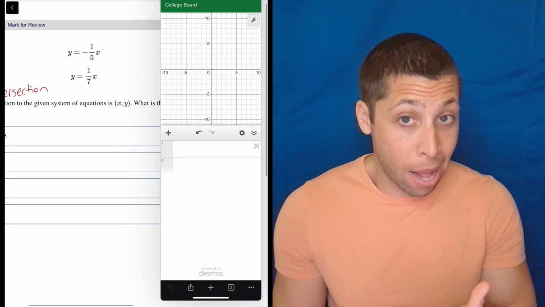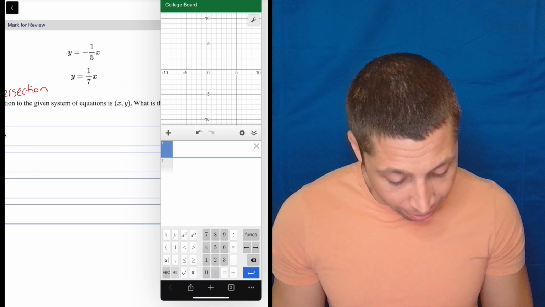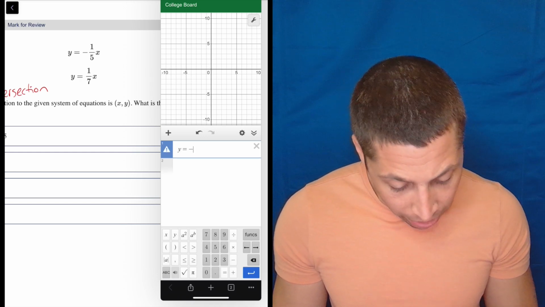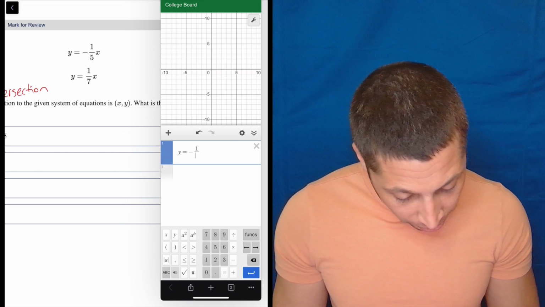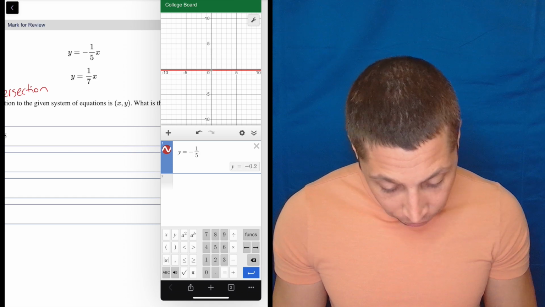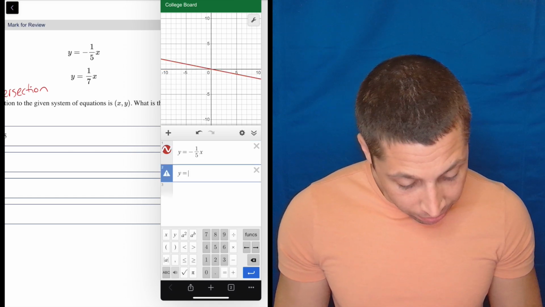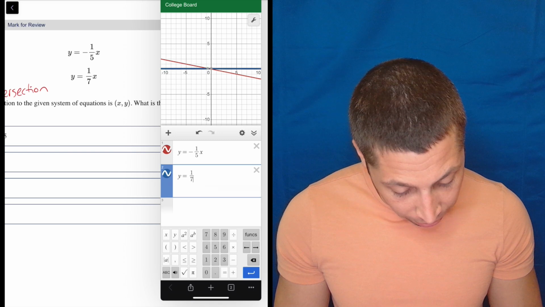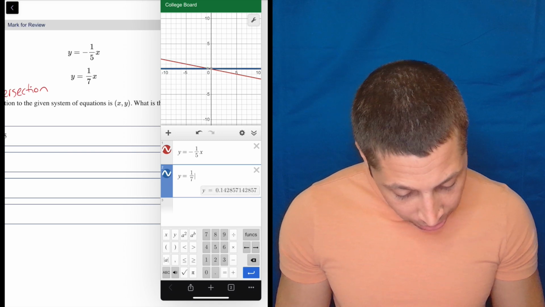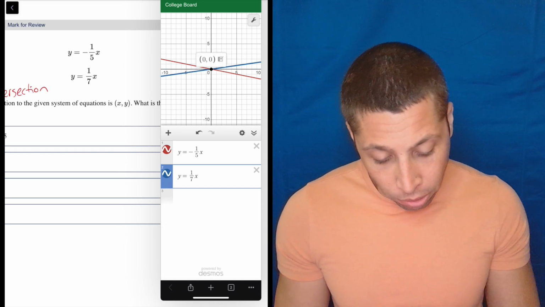We could do some algebra to figure that out, or we could just type it in, right? Y is equal to negative 1/5, and make sure you get out of the fraction there for the x. So there we have a line. And then the other one is y is equal to 1/7, and again, get out of the fraction, x. And you can see where they cross. They cross right at 0, 0.